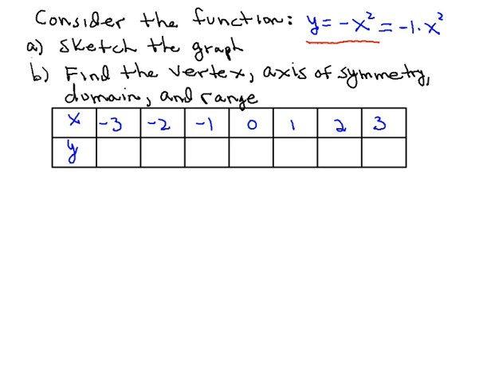times x squared. So that'll tell us, because of the order of operations, we want to square the x value first, then multiply the result by negative 1. Now you can see that all the y values in the table then will be negative except for when x is equal to 0. So we'll next then plot these points and see what the graph looks like.